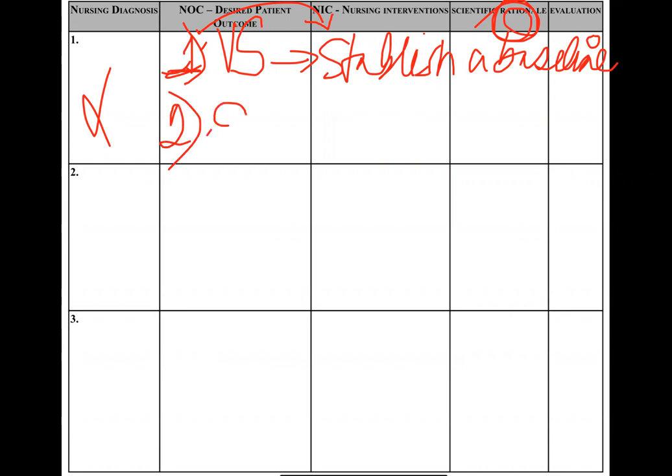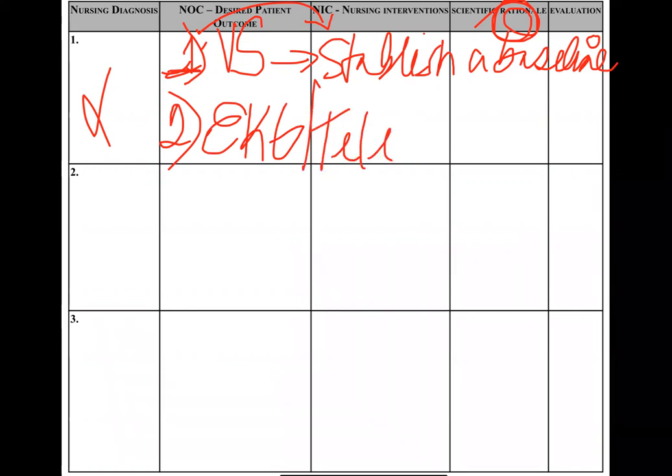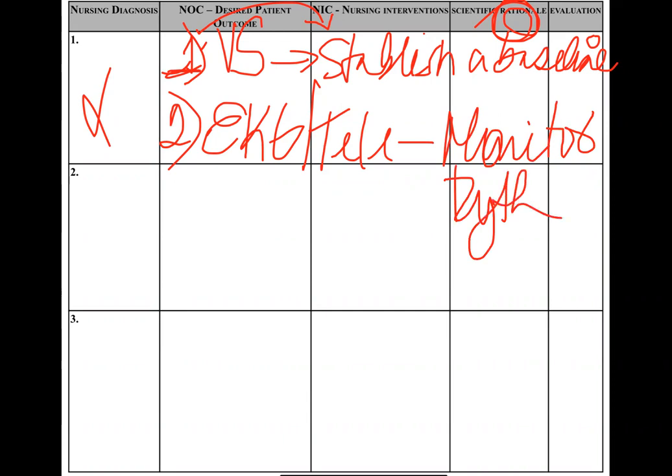So we're going to put this guy on the EKG or telemetry, if you want to call it telemetry. Why? Because I want to monitor that rhythm, make sure that I keep an eye on that rhythm. It is a cardiac problem.